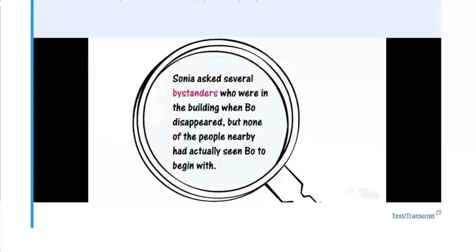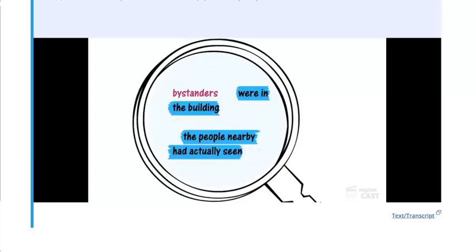Sometimes, you will need to use the whole sentence to figure out what a word means. The other words can provide an explanation of the unfamiliar word. Use these parts of the sentence to understand what bystanders means.